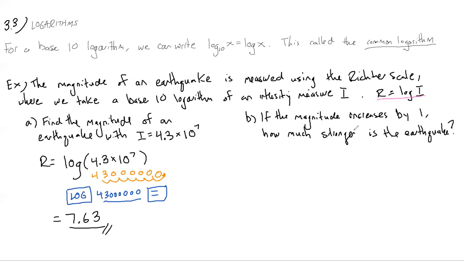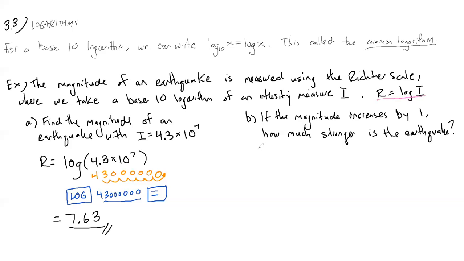So I mentioned before, logs are very, very slow growing functions. So they have a tendency to take this huge number, 43 million, and turn it into a very manageable number, 7.63. And so to get a feel for what logarithms actually do here and why we use this scale, the second question is, if the magnitude increases by 1, how much stronger is the earthquake? So I think what we can do is look for a pattern here. There's a mathematical way to do it, but we haven't gotten quite there yet.